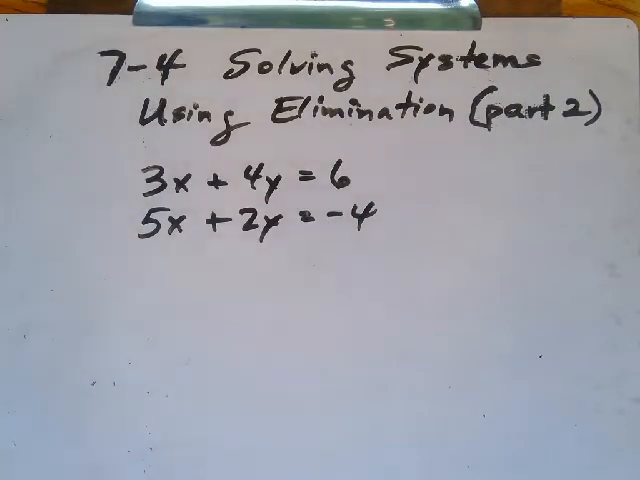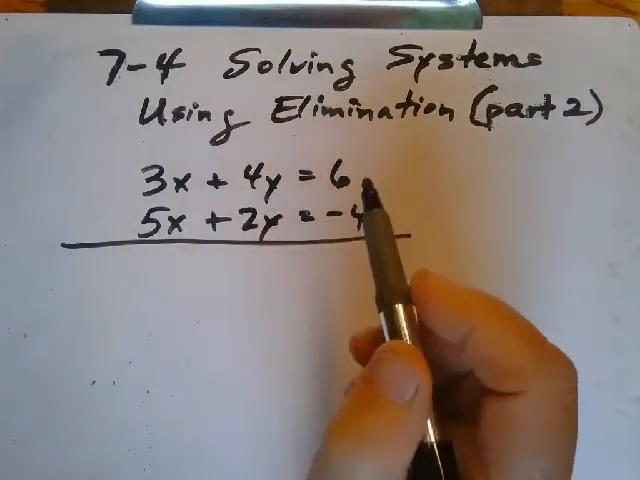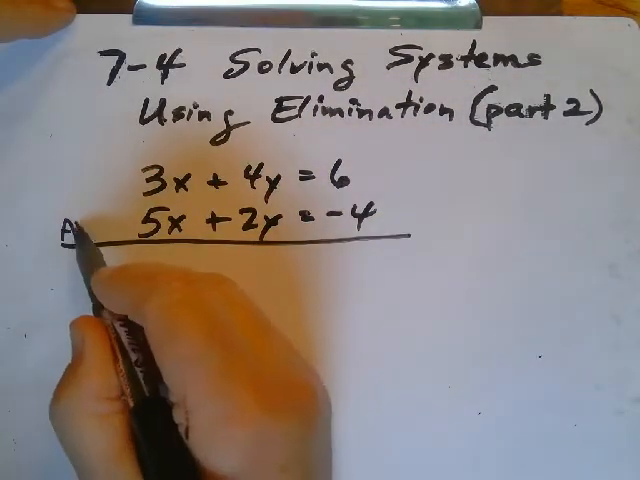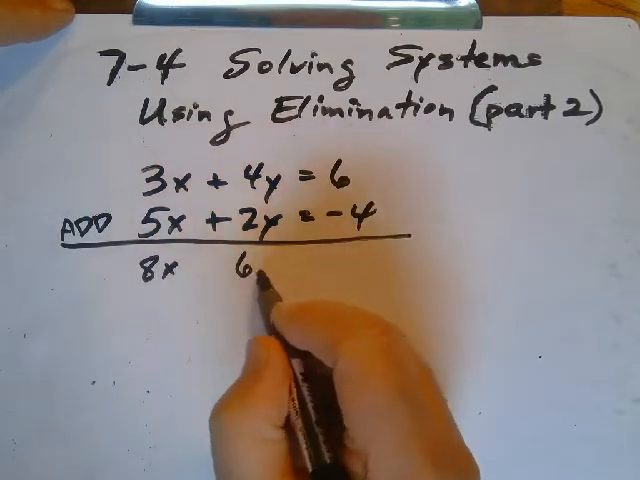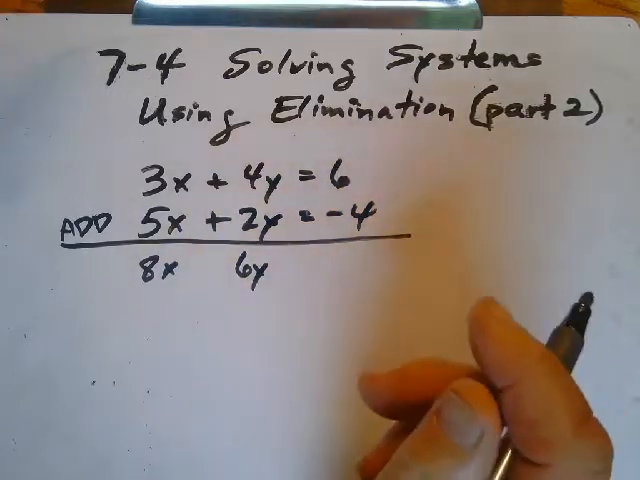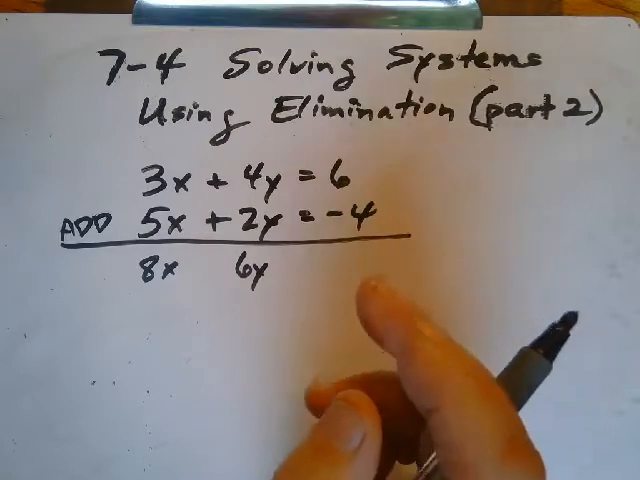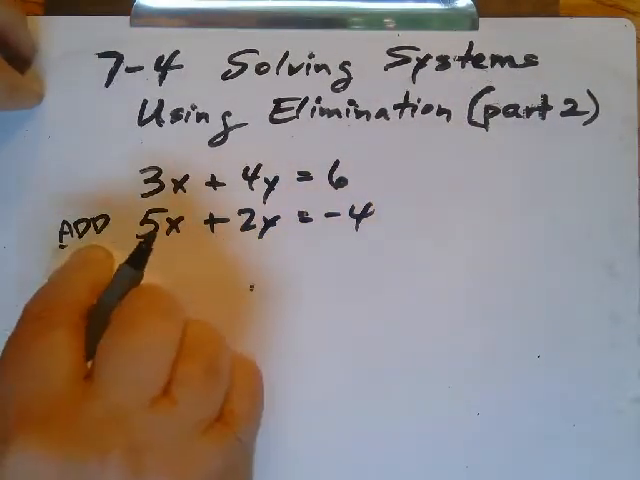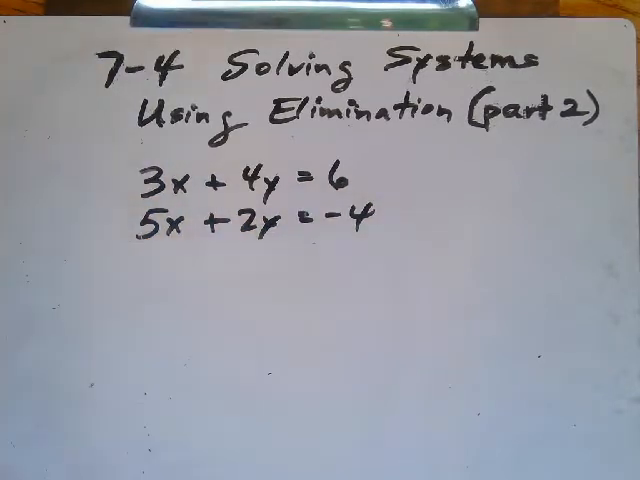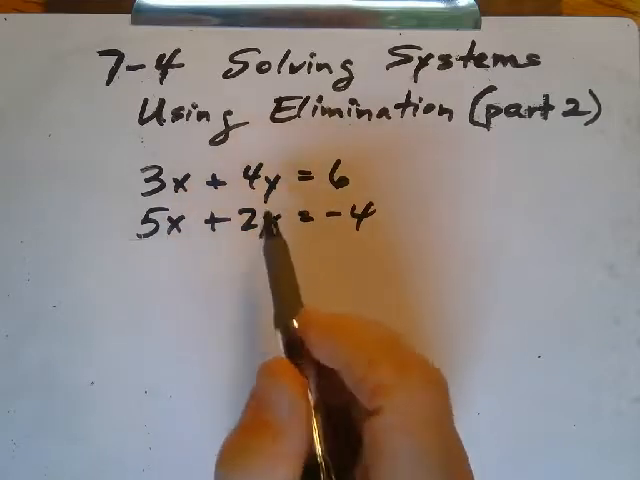And if you recall from the last video, we added up these two equations to get one of the variables to eliminate. Well, if I add these two equations, I'll get 8x and 6y, and that's not getting any of the variables to go out. So adding these up now doesn't make any sense. I'm going to have to change one or both of these equations so that I can get them to add up to 0x or 0y.